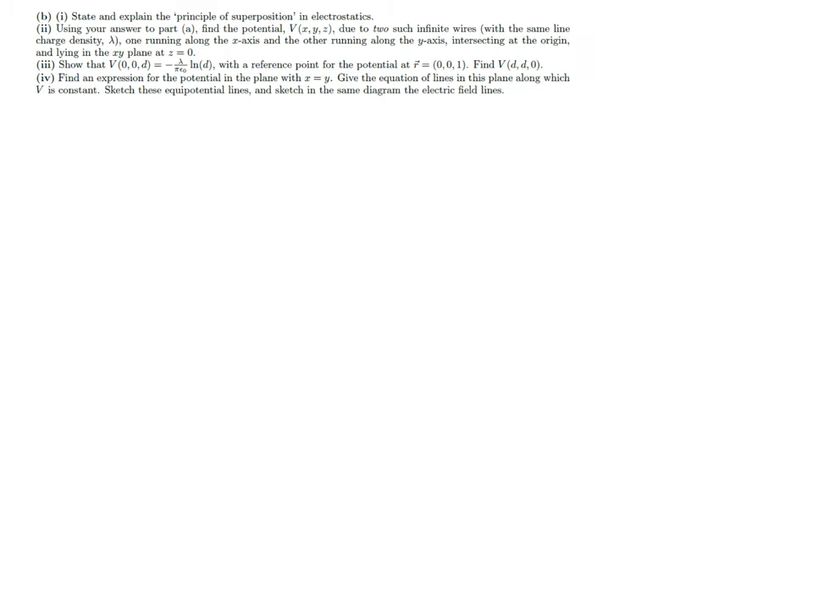Okay, so moving on to part B of question 2. State and explain the principle of superposition in electrostatics. So the principle of superposition tells us that the potential at a point is the sum of the potentials for each source in isolation. So we can imagine decomposing the total potential, let's call that V total, into the sum of contributions V1, V2, V3, and so on, where V1 would be the potential at that point due to some particular source in the absence of any other sources.